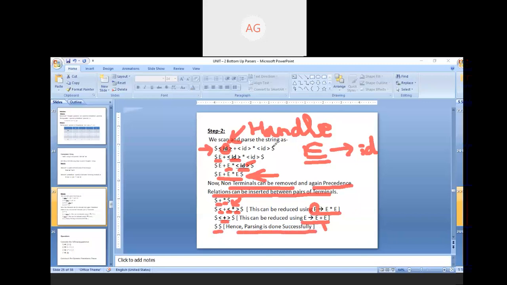So that means our parsing is done successfully. It means the string we are parsing with this operator precedence parsing table is successfully parsed. And suppose if we are not getting this at the last, then it means this string is not parsed with this operator precedence parsing table. Now, do all of you understand how we are going to parse it?